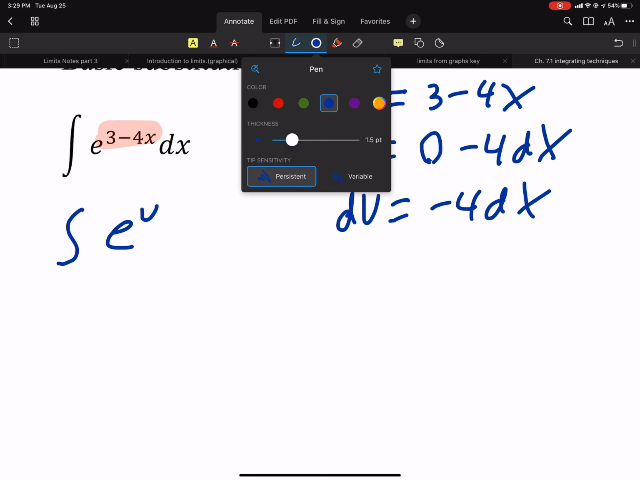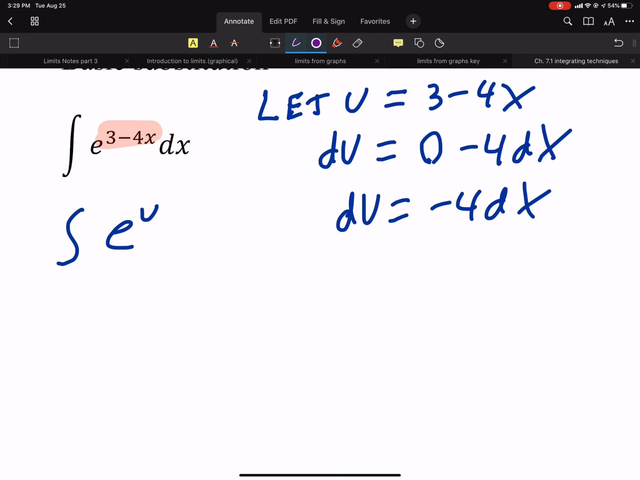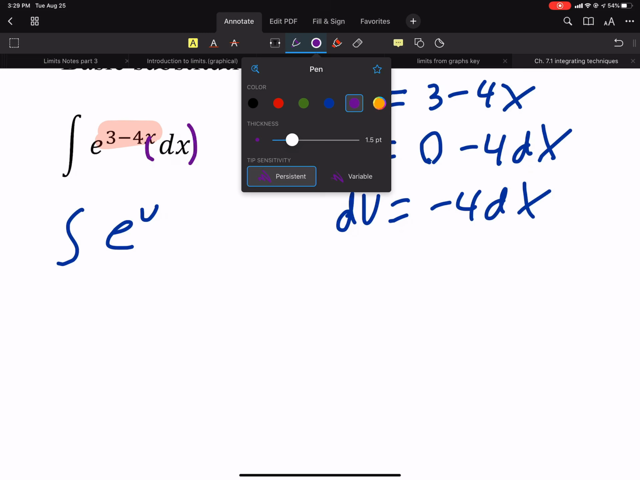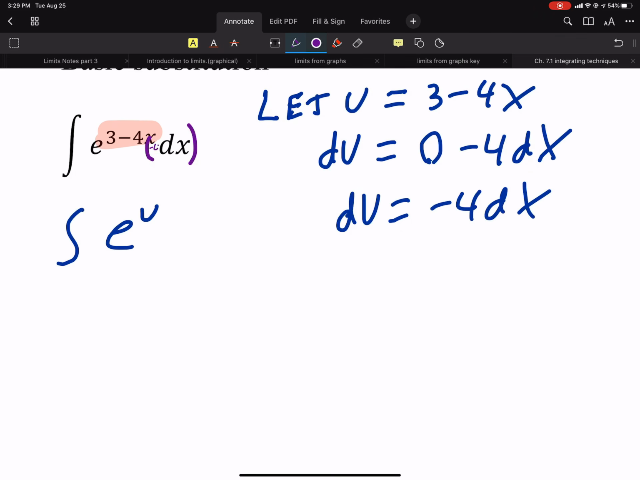Magically, I could put a negative 4 there, but I can't, I need a thinner line. I wish there was a negative 4 there. I can't just put a negative 4 because it changes the problem, but if I put a negative 1 over 4 in front, I just multiplied by 1, so nothing changed.